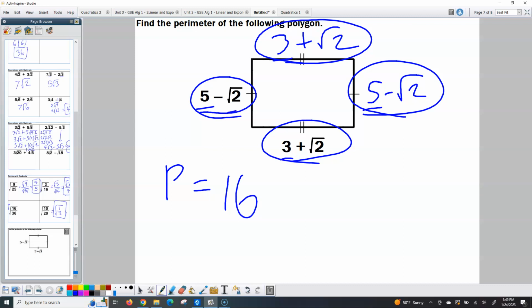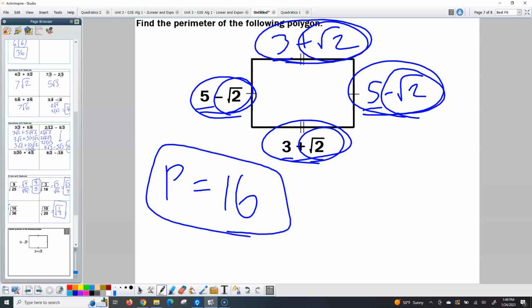And I've got negative 1 square root of 2, negative 2 square root of 2, and then I've got positive square root of 2, positive square root of 2. I think my perimeter is just going to be 16. Just combine all your like terms. You can punch that in your calculator.